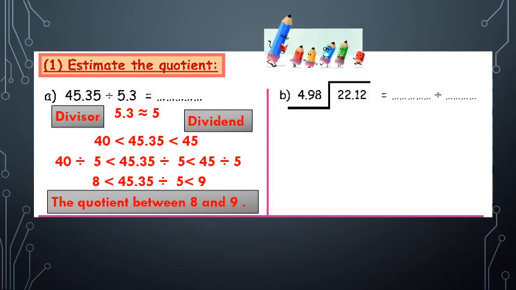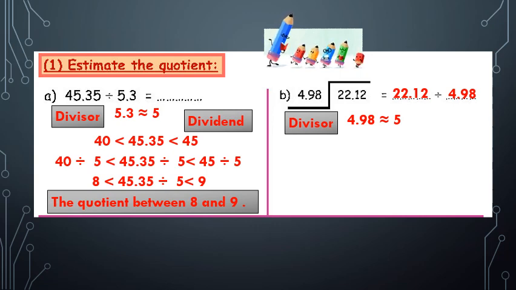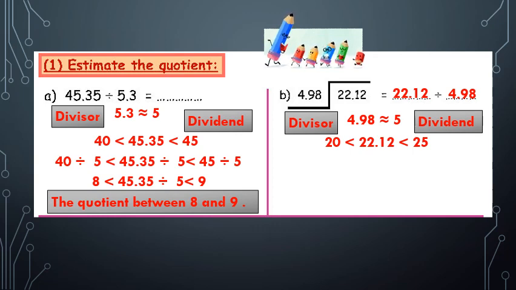B. 22 and 12 hundredths divided by 4 and 98 hundredths. First, take the divisor and round it to the nearest whole. 4 and 98 hundredths rounds up into 5 because 9 is a big number. Then grab the dividend, 22 and 12 hundredths. According to multiples of 5, 22 and 12 hundredths is located between 20 and 25, because our divisor is 5.